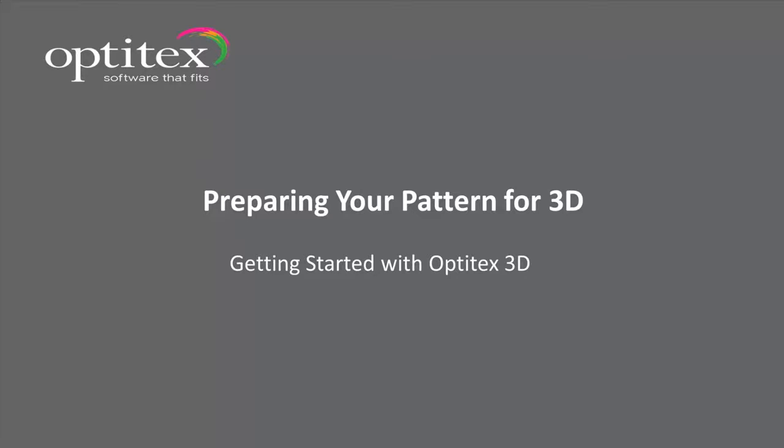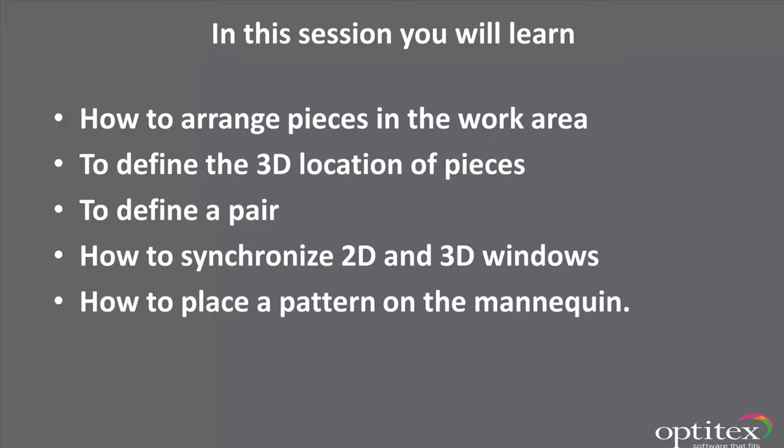Welcome to the session, Preparing Your Pattern for 3D. Once you have your 2D pattern ready, you have to adjust it so that you can work with it in 3D. This includes arranging the pieces, selecting their 3D location, ignoring certain pieces, and more. In this session, you will learn how to arrange your pieces in the work area so that they can be turned into a 3D sample.